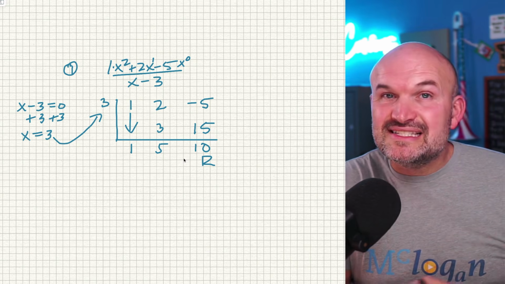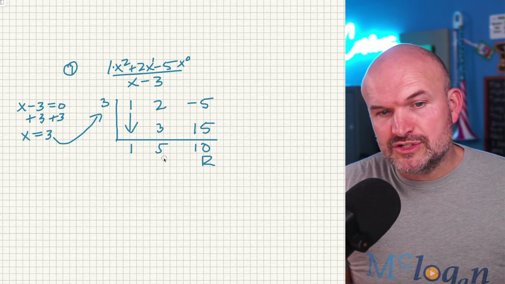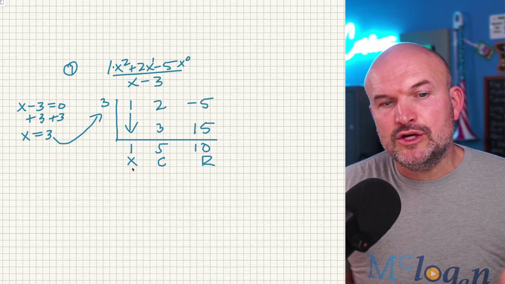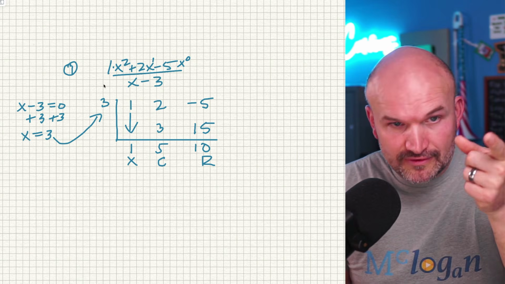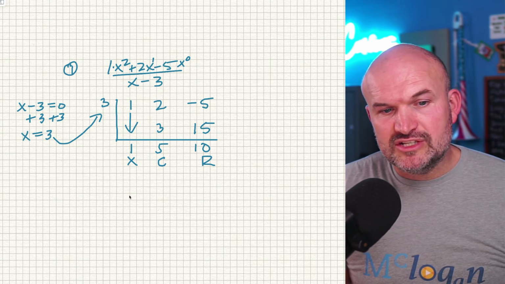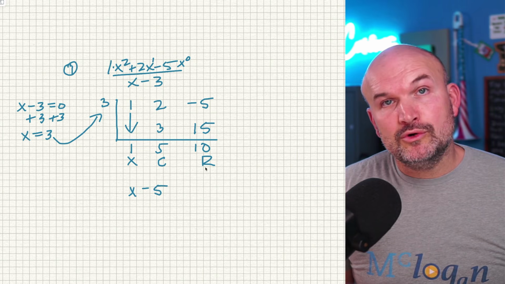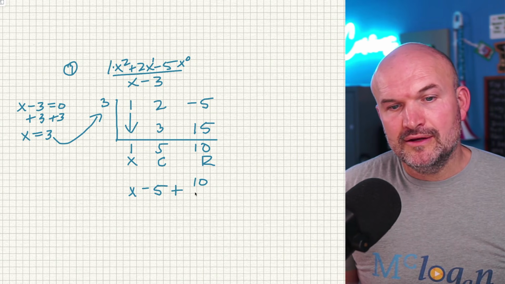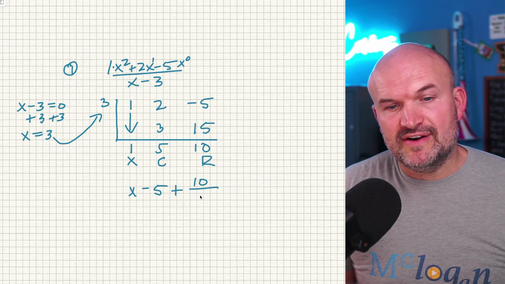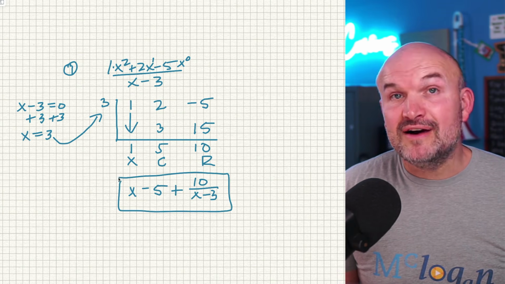Now, how many times does it divide into it before we get to the remainder? So then we go over to the next value, which is going to be our constant, and then this is going to be the coefficient of our linear. So our quotient of this polynomial division is going to be an x, that's a 1x, minus 5. And then we're going to have this remainder. So simply what you're going to do is add the remainder and then always put it back over your divisor, x minus 3. That is going to be your quotient and your final answer.